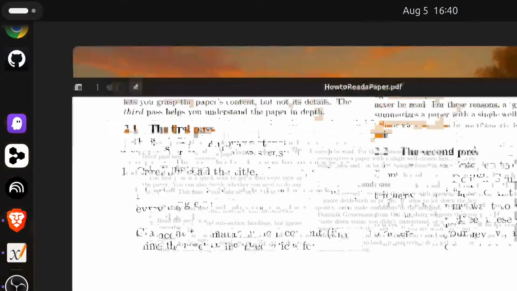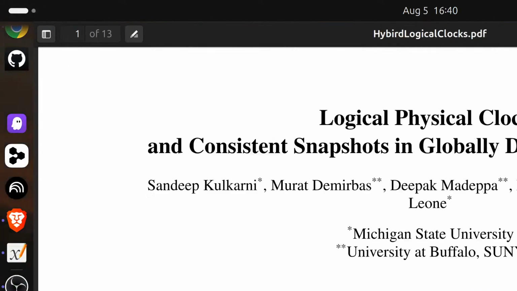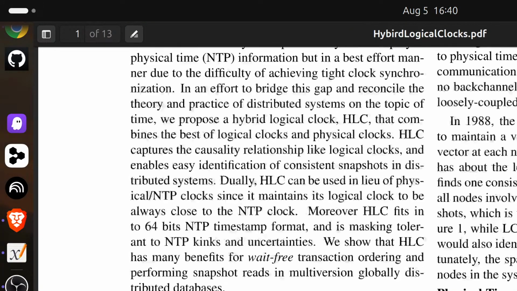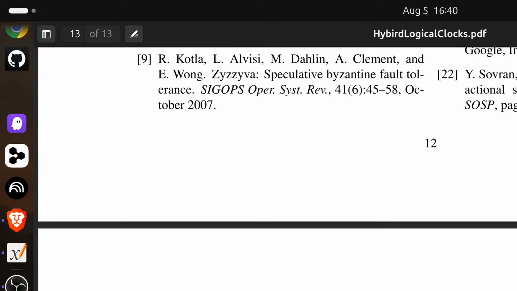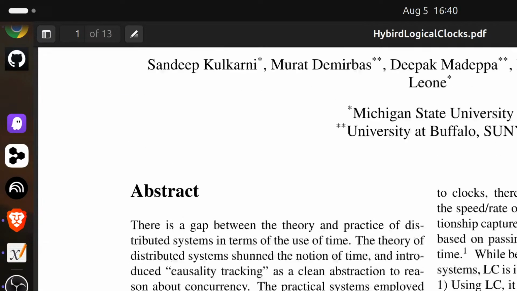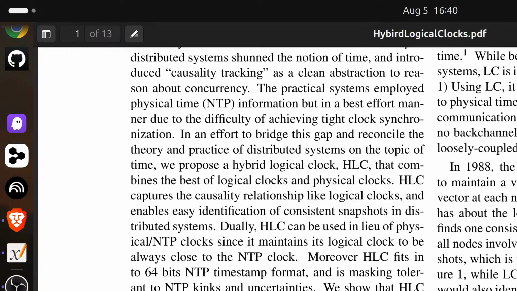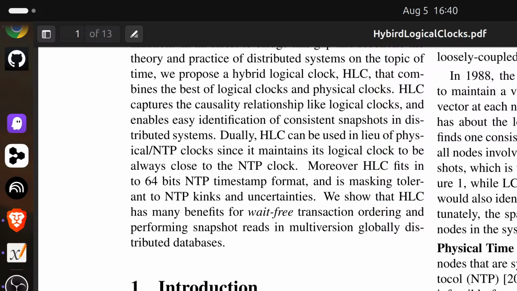Now we will come to the real paper. Okay, this is our paper. It's 13 pages. Right, we will do it. First, the abstract. We have to read the abstract first, right?